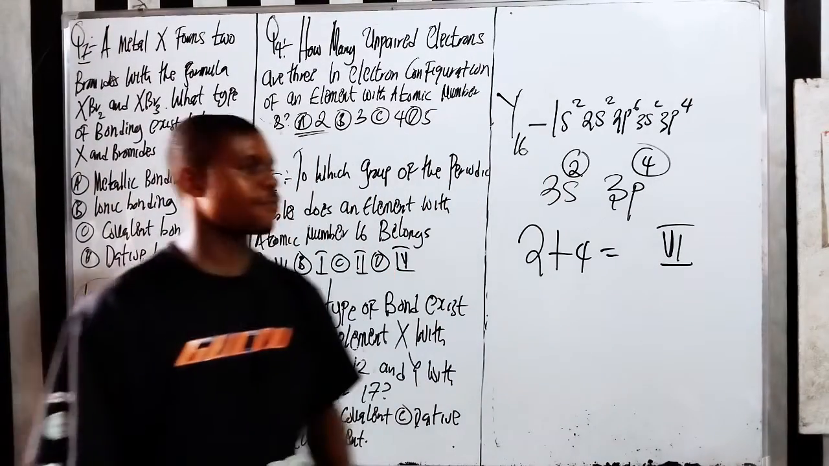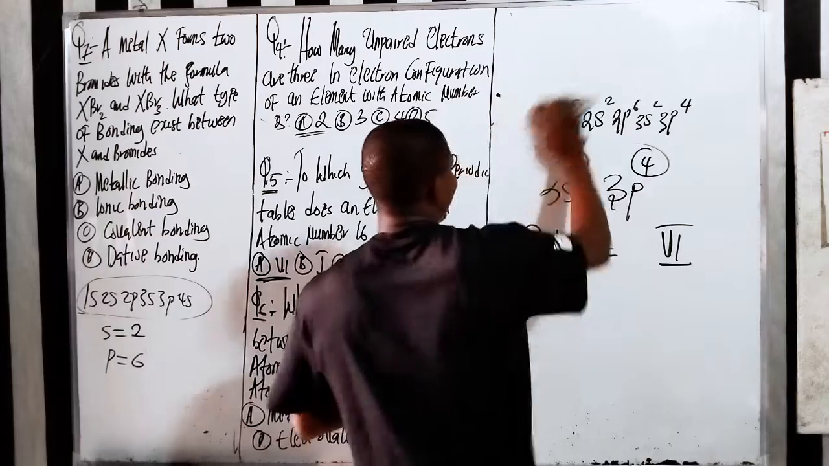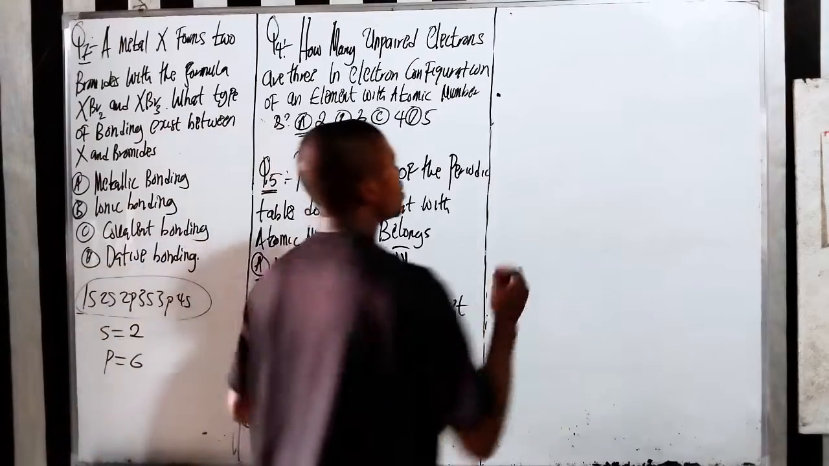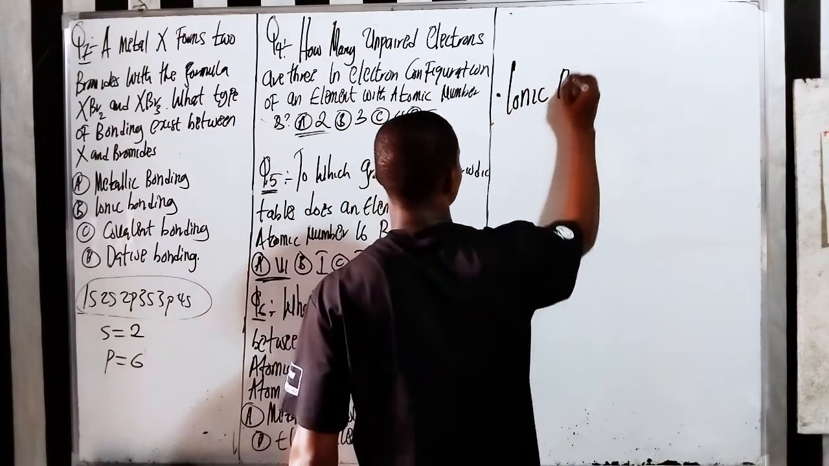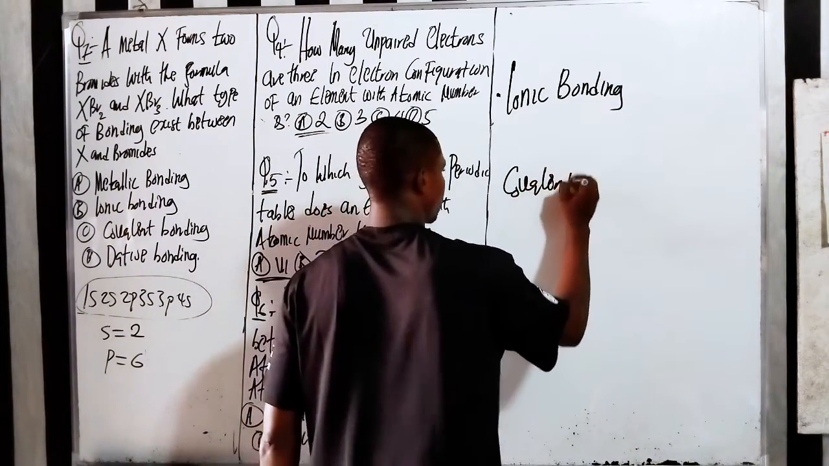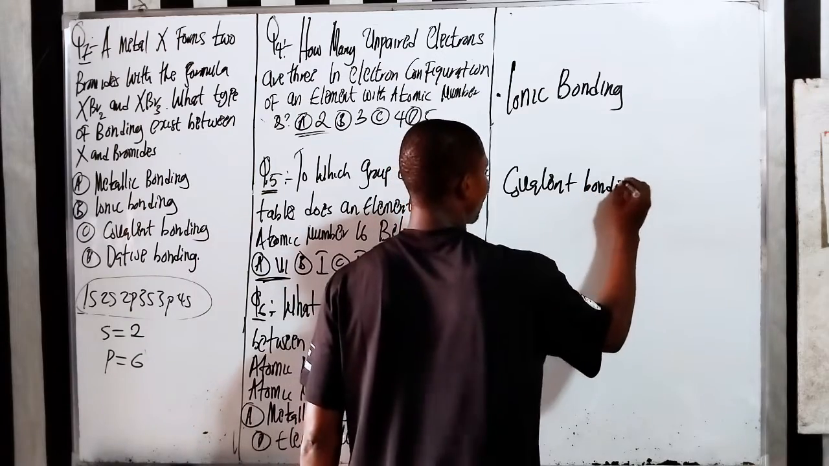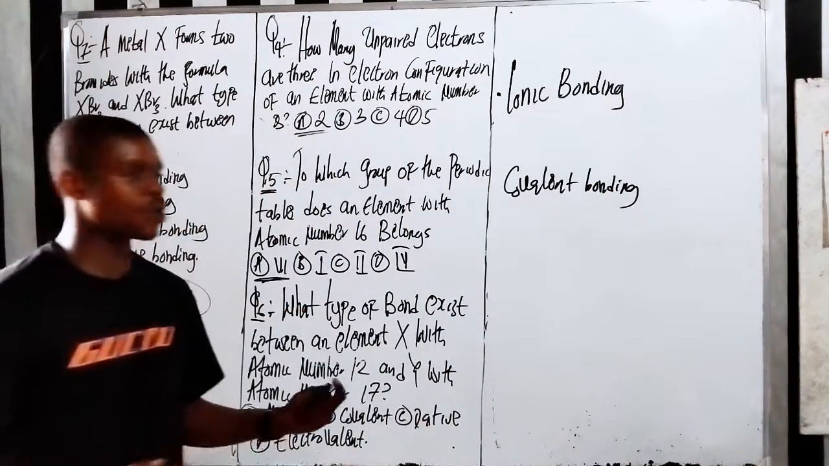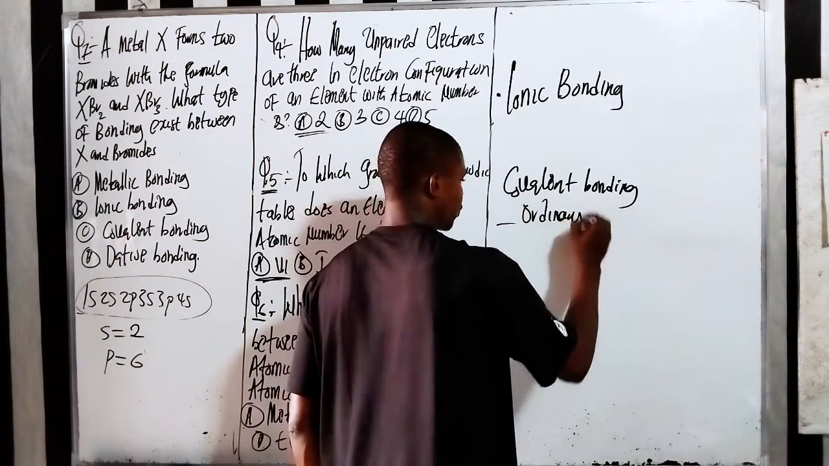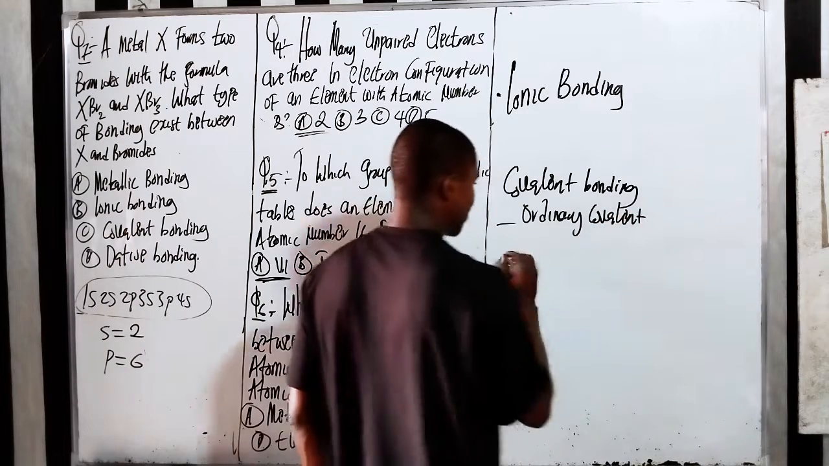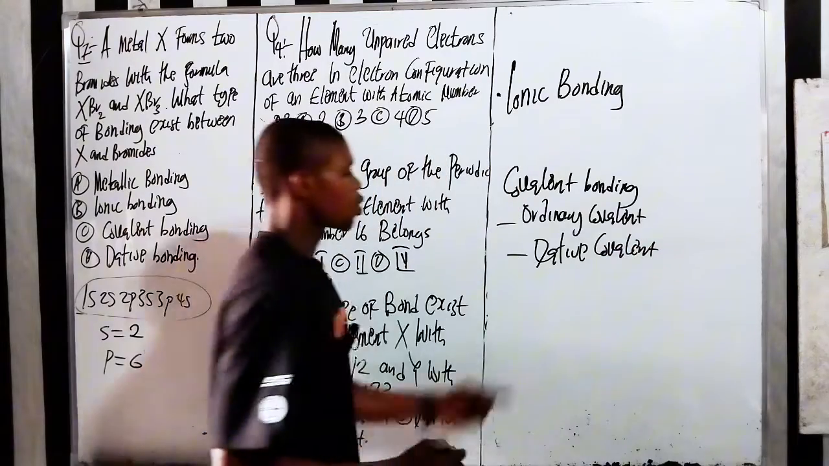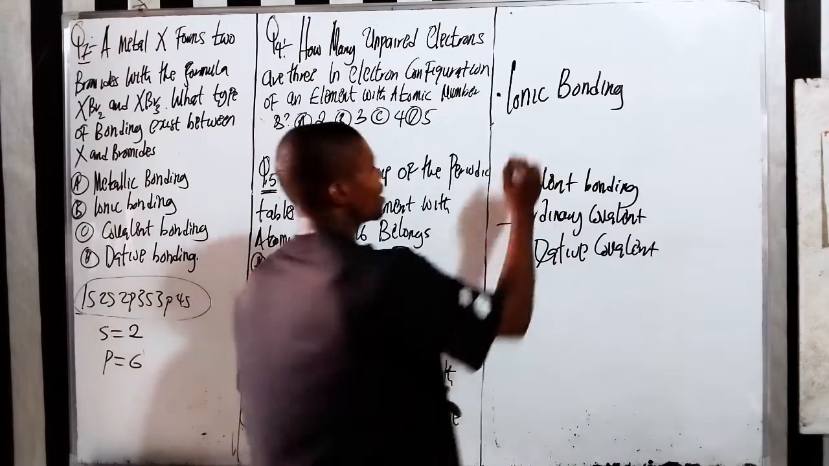So this one will be a little bit tough. I get it. Now there are two main types of bond. They are called ionic bonding and covalent bonding. And this covalent bonding is divided into ordinary covalent and dative covalent, which is also called coordinate bonding. Right there.